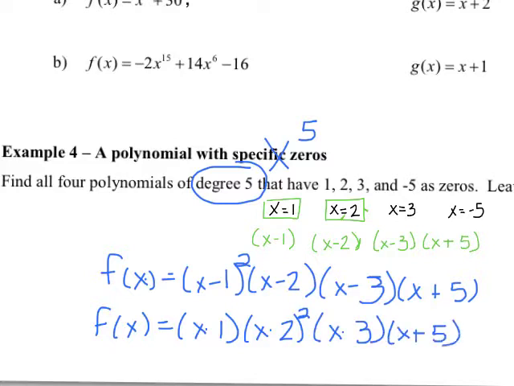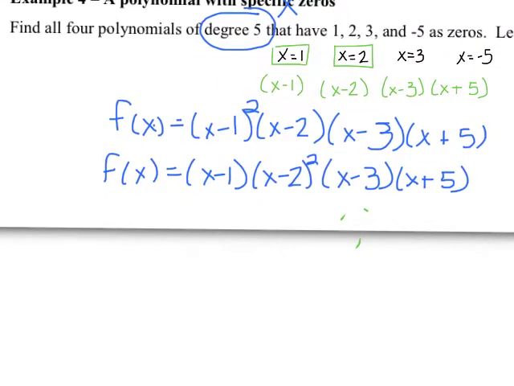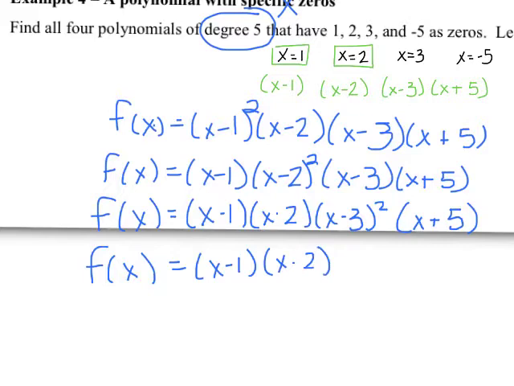So typically on a quiz or on a test, I would have to tell you which one because I only want to grade one possibility. But this is just a very general question where I'm trying to show you that you can have a double zero and this is still only giving you those same 4 zeros. It's just that one of them is a double zero. So it's just a general problem. And that's it for today's lesson.